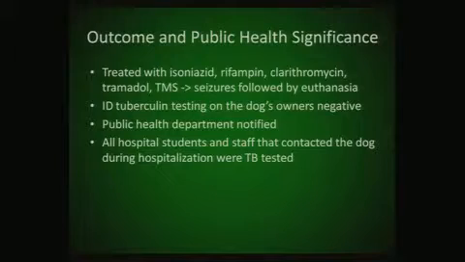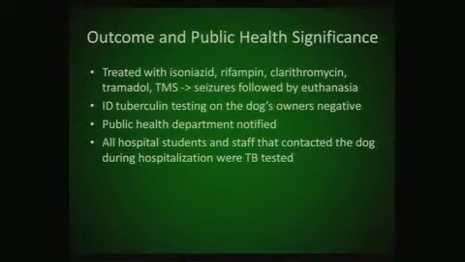So we actually recommended euthanasia of this dog because of public health concerns, but the owners decided that they wanted to try treatment. And so she was treated with isoniazid, rifampin, and clarithromycin. But shortly after starting isoniazid, she began seizuring, and that's one of the known adverse effects of isoniazid in dogs. And at that point, the owners just decided they'd had enough, and they decided to put her down.